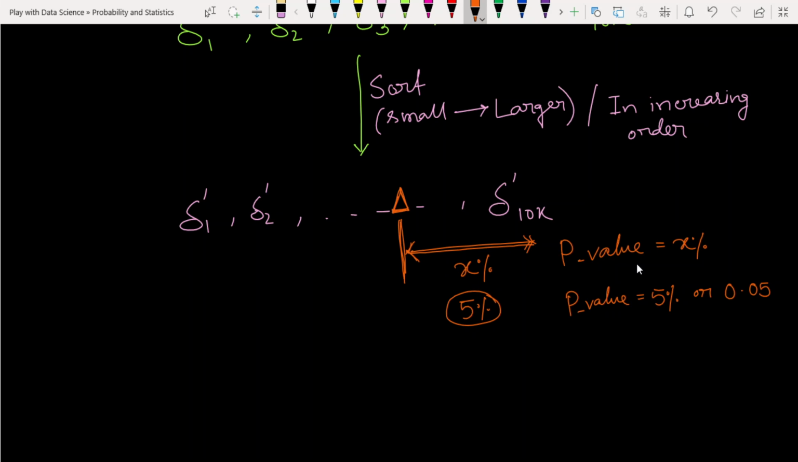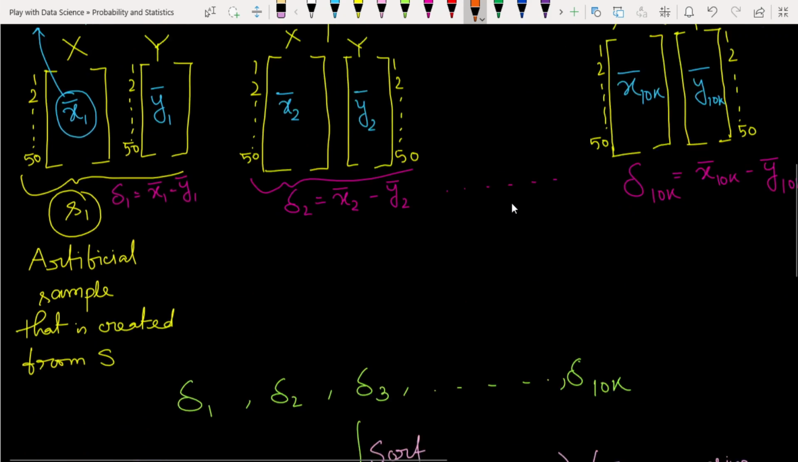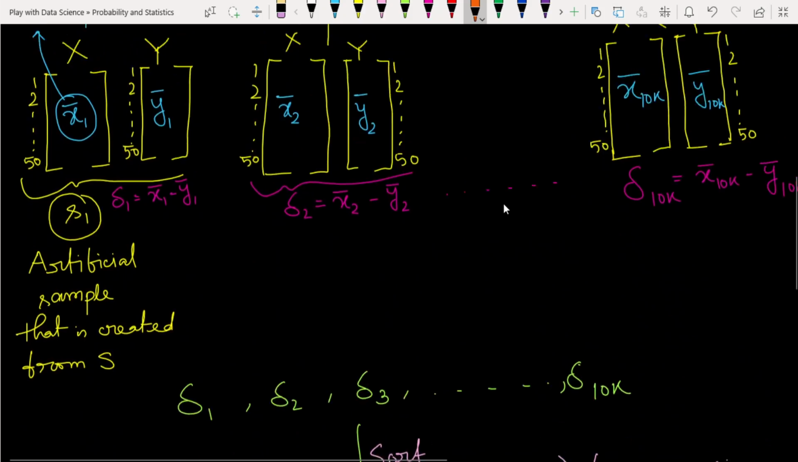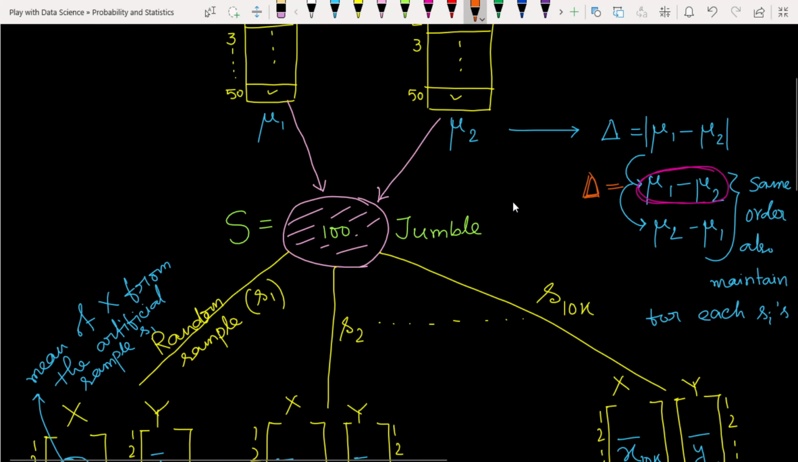And if this p-value is greater than 5%, then we will accept the null hypothesis. Otherwise, we will reject the null hypothesis. Now the question that occurs in our mind is, sir, what is our null hypothesis here? We have not assumed something like in the previous lecture. This is a very interesting question, but the answer is hidden in this experiment.